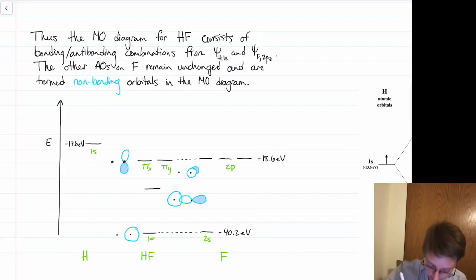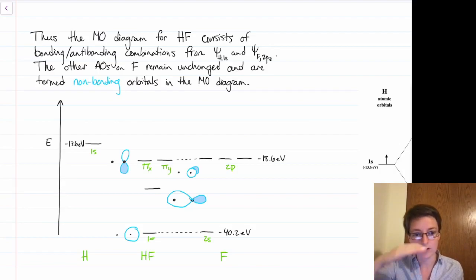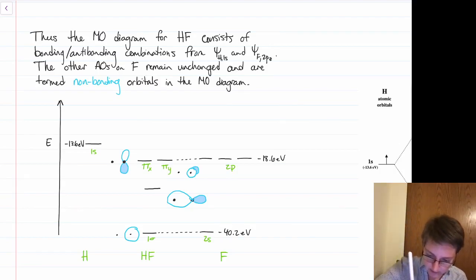And you can either draw these depicting the overlap directly, or you can try and clean this up and draw it more like a boundary surface diagram, like what we've been doing. In which case, your orbital might look a little bit more like this. Since this orbital has sigma-type symmetry, because it's cylindrically symmetric, we're going to go ahead and label this as another type of sigma bonding orbital.